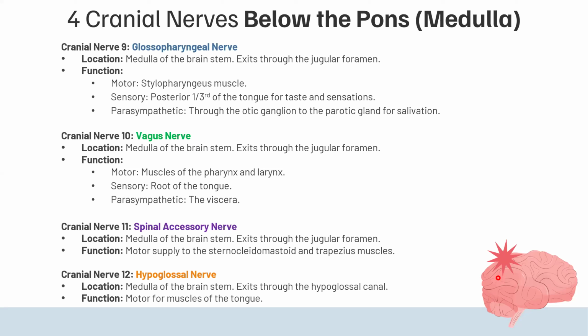All right? It's motor to the stylopharyngeus muscle. It's sensory to the posterior 1/3 of the tongue for both taste and sensations. And it is parasympathetic to the parotid gland through the otic ganglion.